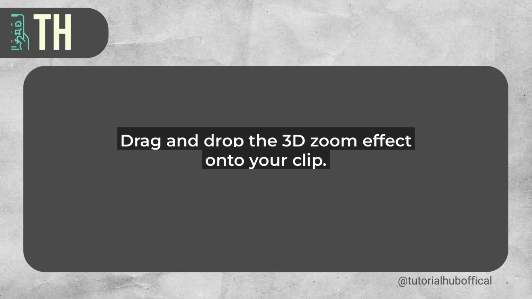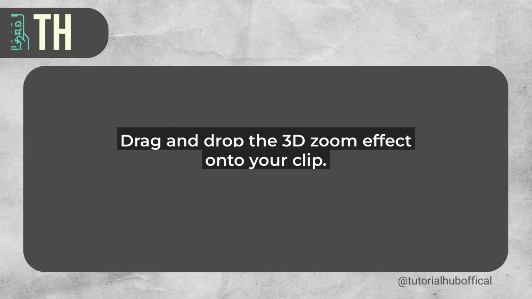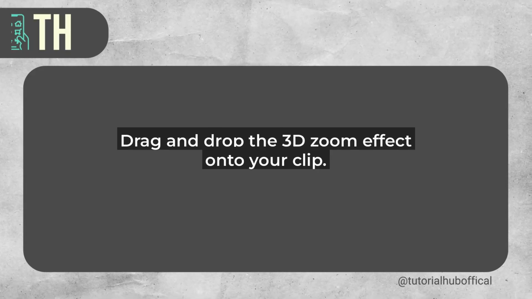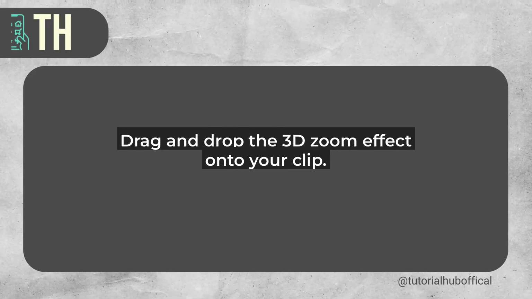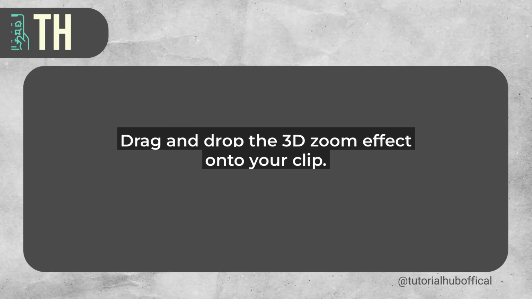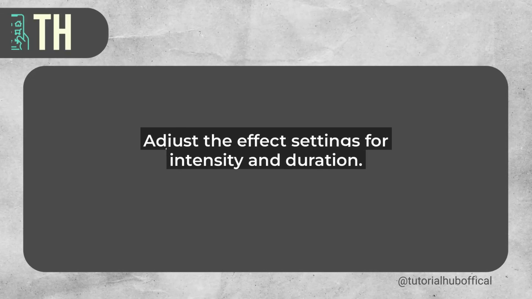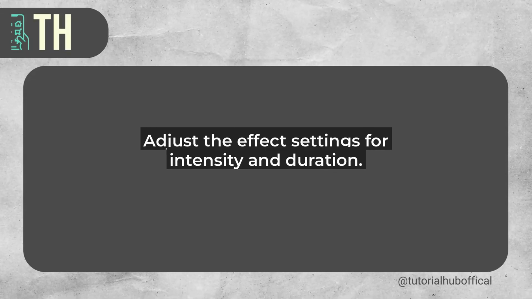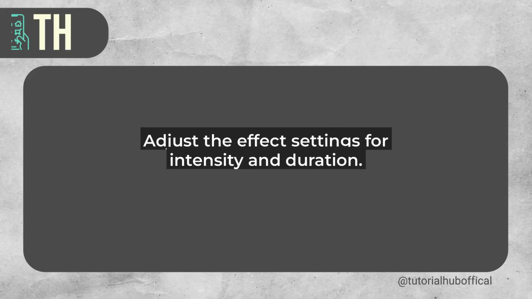Now, select the clip you want to apply the 3D zoom to in the timeline. Head over to the Effects panel, usually found on the left or right side of the interface. Type 3D zoom into the search bar. CapCut has a bunch of built-in effects, and this one's a gem for 2025. Once you find it, drag and drop the effect onto your selected clip.